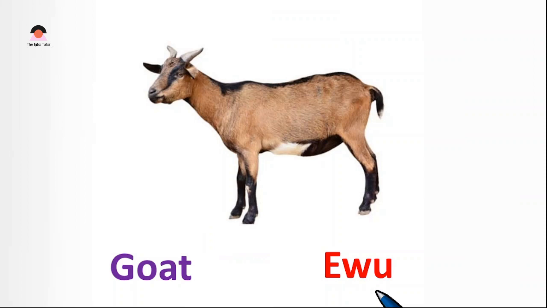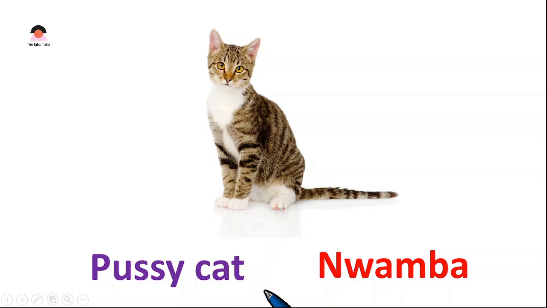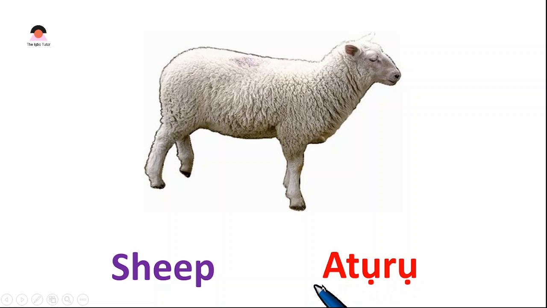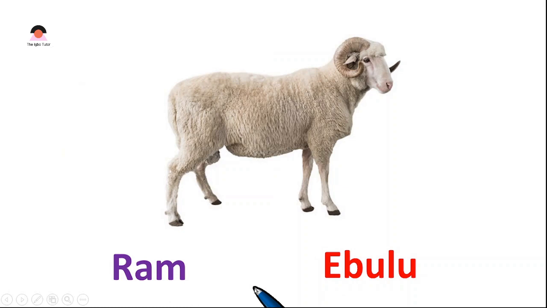Next in domestic animal is goat. We call goat ewu. Ewu, that is goat for you in Igbo. Next is pussycat. What do we call pussycat in Igbo? We call it wamba. Wamba, that is pussycat. Next is sheep. We call sheep atoro, that is the female. But the male, which is ram, we call it ebulu. Ebulu. We move on from here.